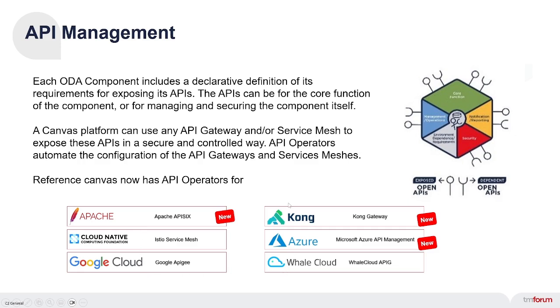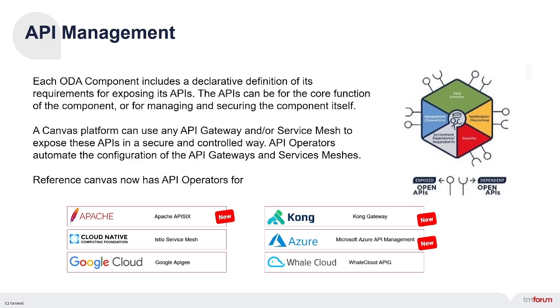And to date, we have 6 different options for API management. The core team developed API management using 2 open source gateways, Apache APISIX and the Kong API gateway, and also using just Istio Service Mesh, so Istio Service Mesh without an API gateway. And then Google, Microsoft, and Whale Cloud each independently developed API operators for their own cloud platforms.